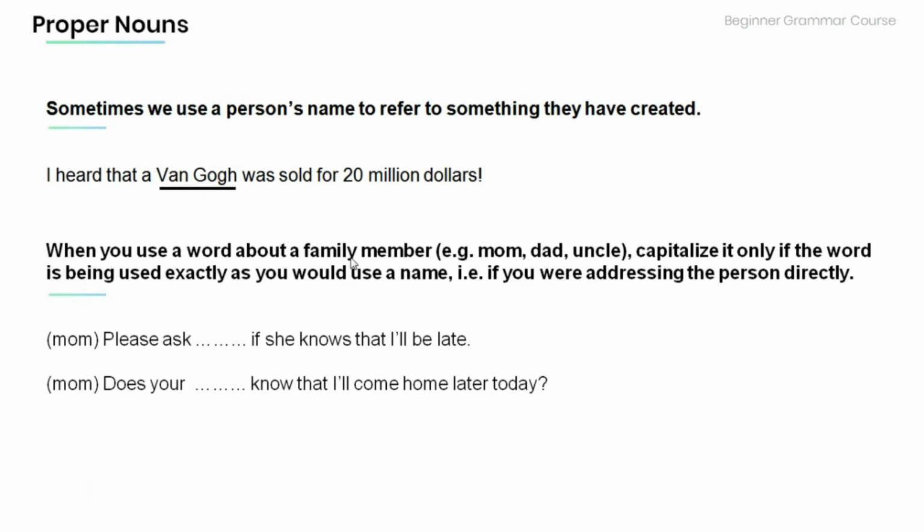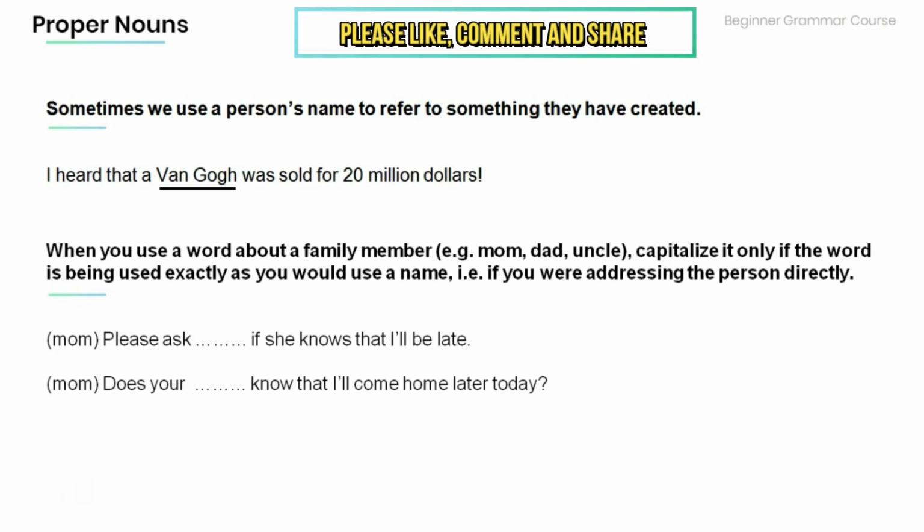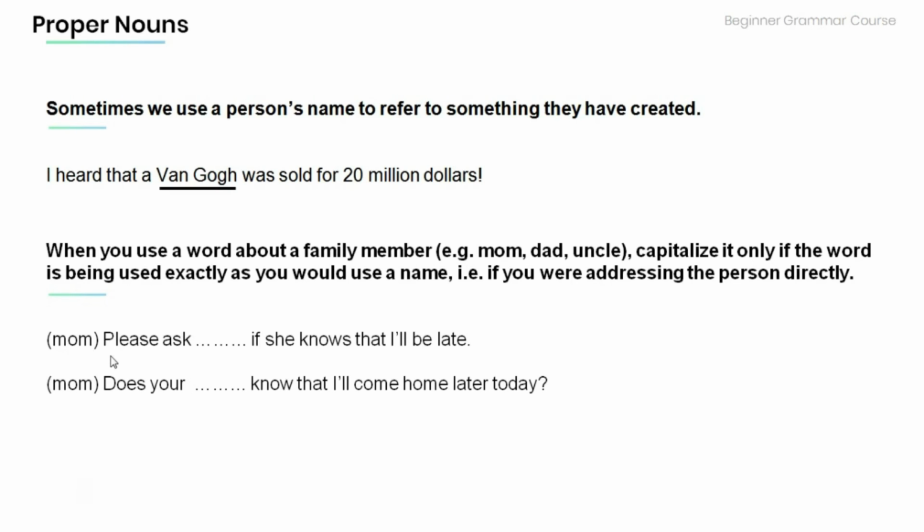Now, when you use a word about a family member, for example, mom, dad, uncle, capitalize it only if the word is being used exactly as you would use a name. In other words, if you were addressing the person directly. Read the following sentences and decide in which sentence the word mom should be capitalized. Please ask Mom if she knows that I'll be late. Does your mom know that I'll come home later today?